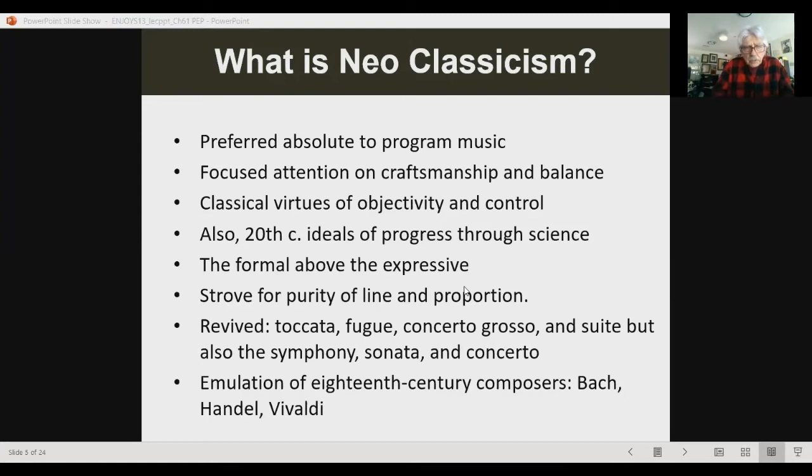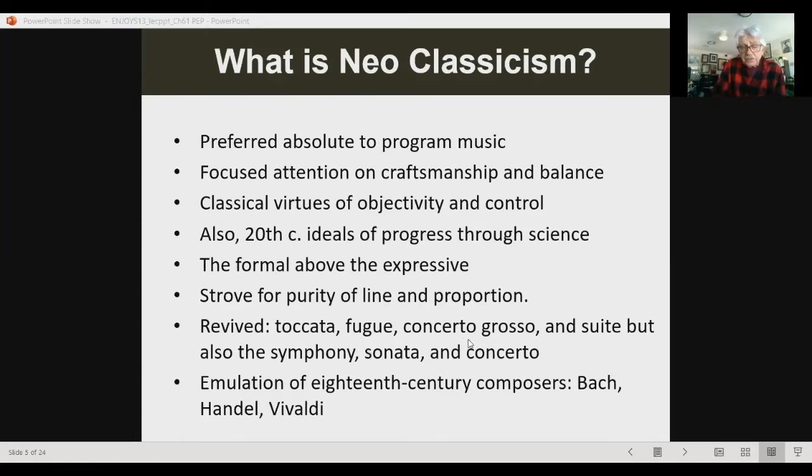So here, the neoclassicism strove for purity of line and proportion, and they revived these pieces of music, and you can say, well, that's Baroque music. Yeah, but they're looking at the form, right? What is it, the toccata, fugue? We listen to Bach fugue and how it's all organized with the subjects and how it's presented.